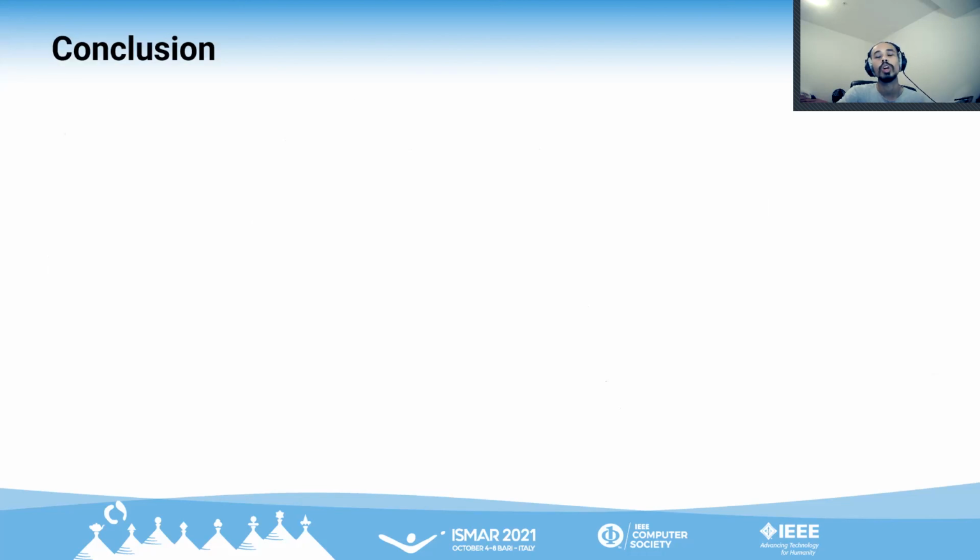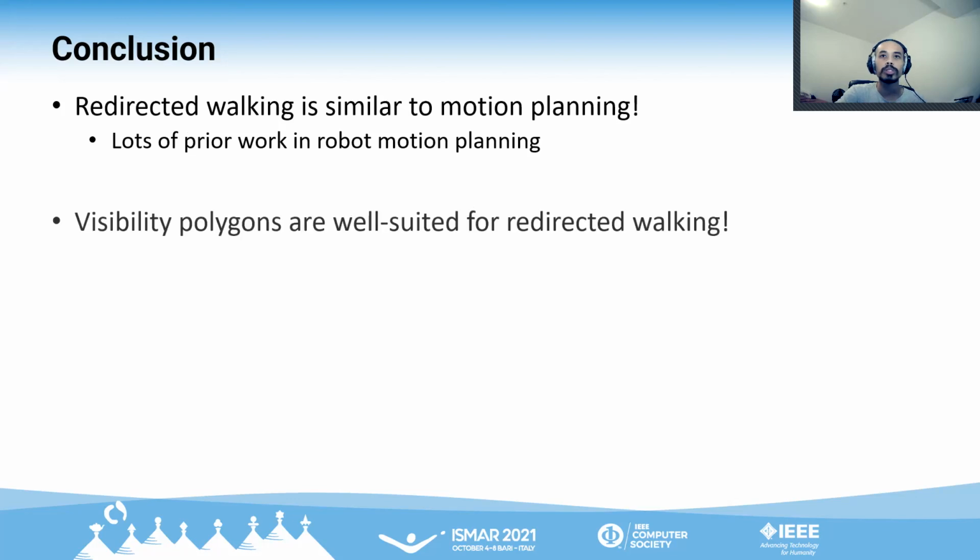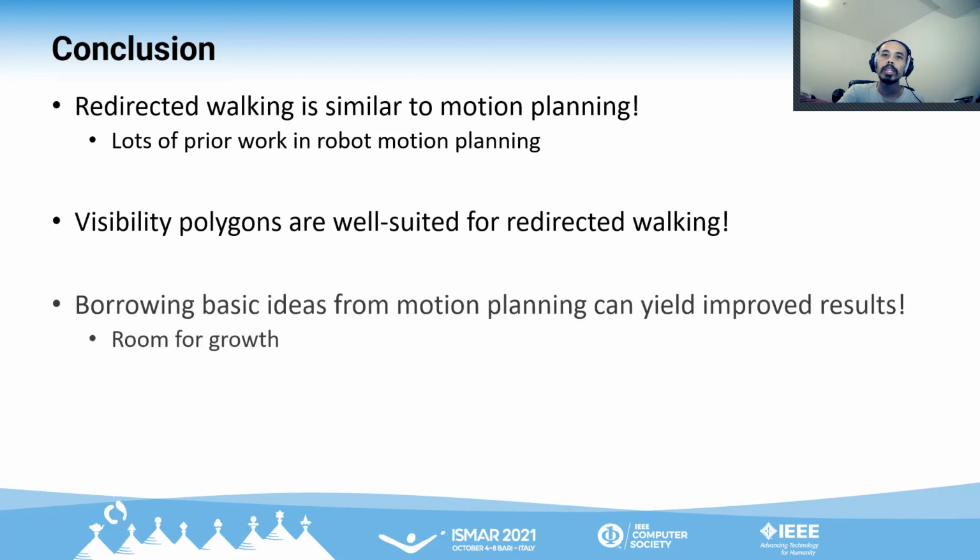And so in conclusion, we saw with this work that redirected walking is very similar to a motion planning problem. And so there's lots of prior work in motion planning that we can probably take advantage of as a VR community. We also showed that visibility polygons are a great representation of the free space for redirected walking. And finally, we showed that borrowing even basic ideas from motion planning can yield significantly improved results. We believe there's lots of room for growth because we've barely scratched the surface of motion planning with this work. And we believe that other researchers in this area should take advantage of these ideas from motion planning.